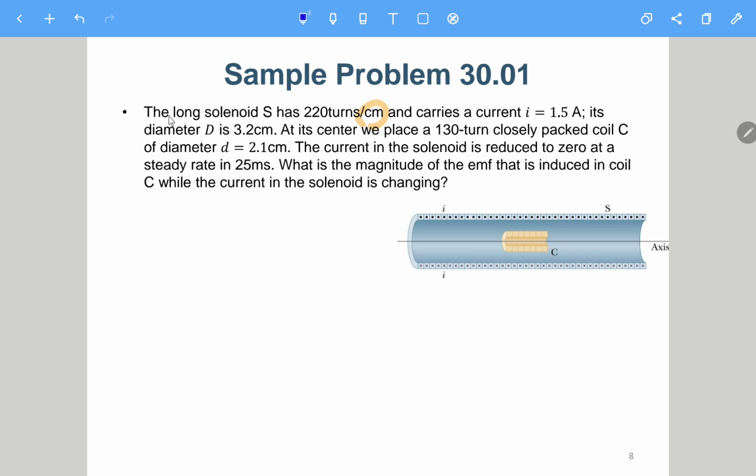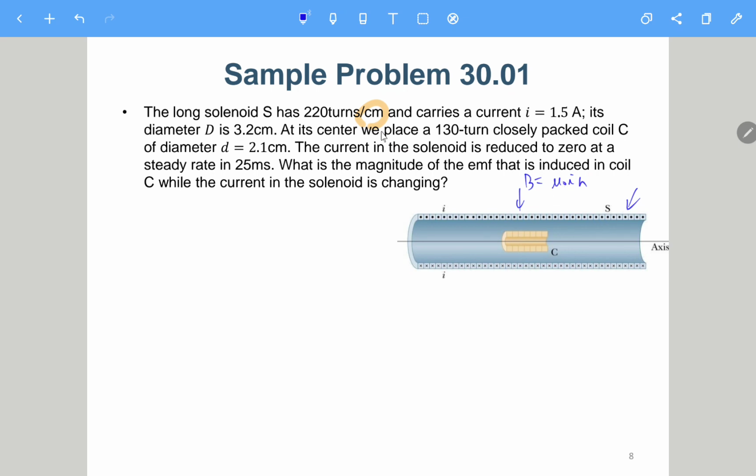First of all, it tells you there is a long solenoid, which means the larger one, the blue one, is S. The larger one is S, has 220 turns, and so on, and then has a current. So it will generate the B field inside. If you still remember, the B field generated by the solenoid is B equals mu 0 I N, from chapter 29.